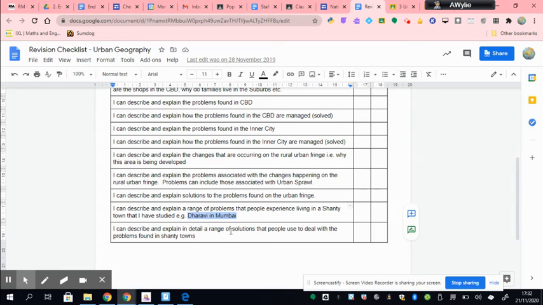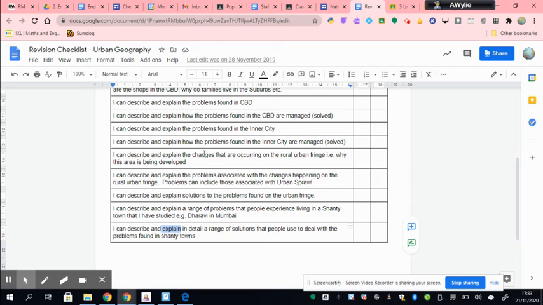The other question would be solutions to these problems. Okay, so what are they doing in India? What are they doing in Dharavi? And that might be, don't just describe the solution, but then explain. So, for example, this might be referring to self-help schemes, or building water pumps, or site and service schemes, or building more schools. Whatever your solutions are, you've got to tell me what the solution is and then explain what problem it is solving. Okay, right. That covers the material for urban geography.